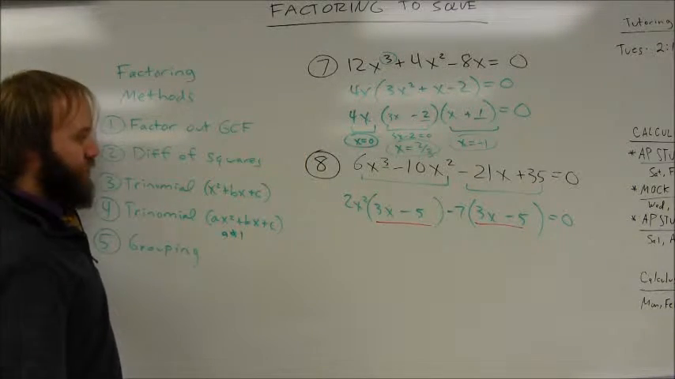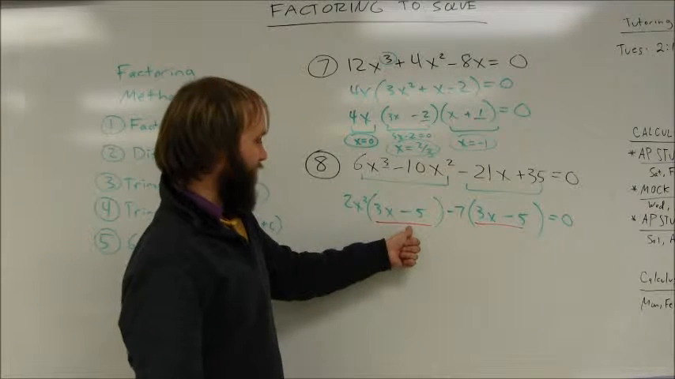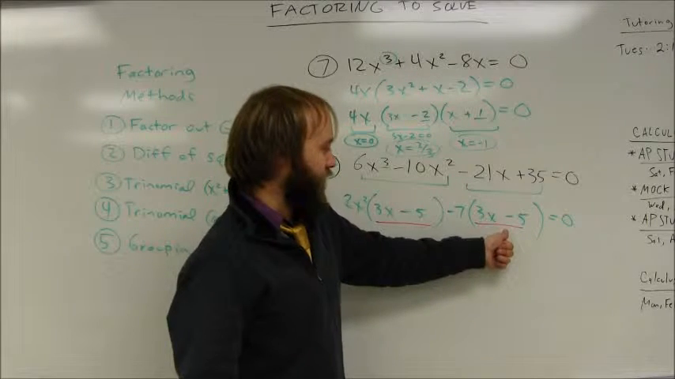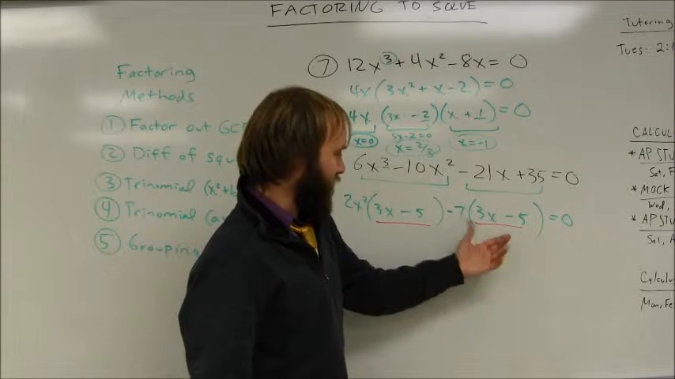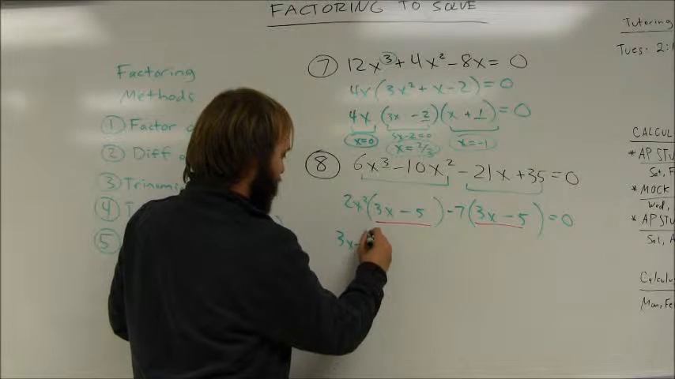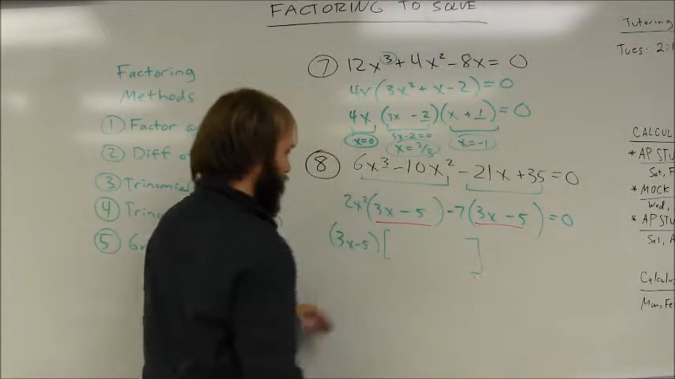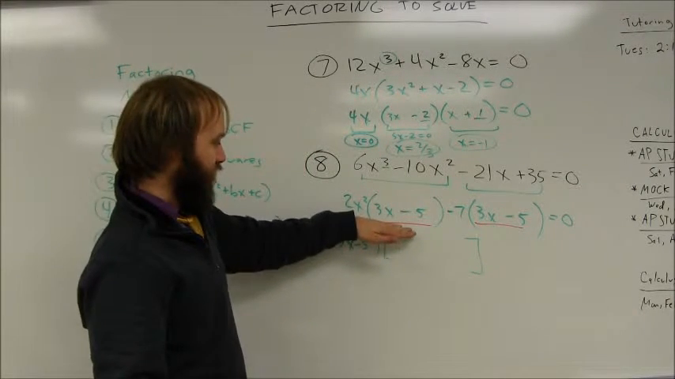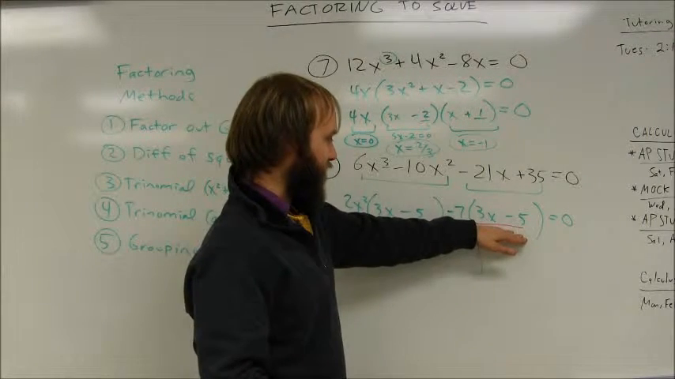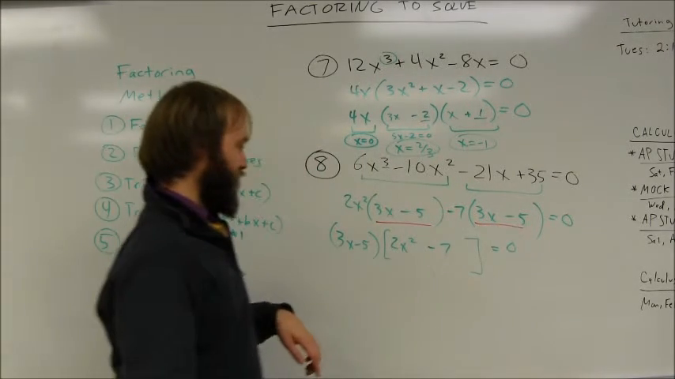Interestingly, going back to step number 1 here, there's a greatest common factor that I can divide out of both parts. I can divide a 3x minus 5 out of this, because it's being multiplied by a value, and I can divide a 3x minus 5 out of this term here, because it's also being multiplied by a value. So I can divide that 3x minus 5 out in front of parentheses, and then I have whatever is left. When I divide a 3x minus 5 out of this term, I'm left with just a 2x squared. When I divide a 3x minus 5 out of this term, I'm left with a minus 7, and this whole thing here equals 0.